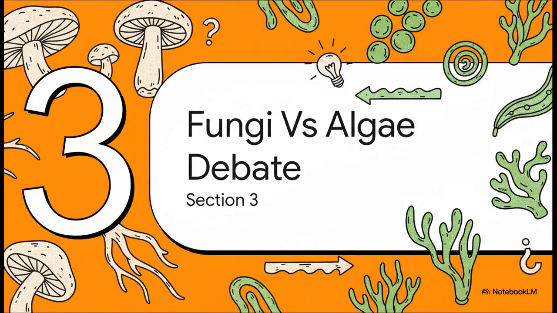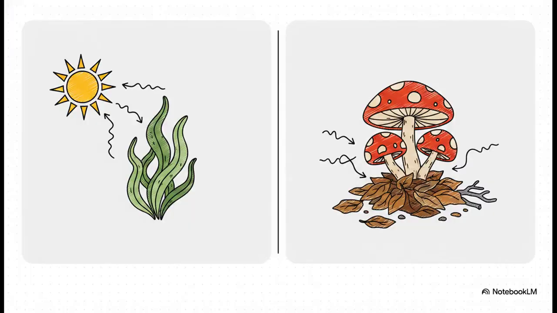All right, let's tackle Section 3, the fungi vs. algae debate. The most profound difference between these two lies in their nutritional modes, basically how they eat. Algae are independent powerhouses. They're autotrophic, meaning they possess chlorophyll and synthesize their own organic food using sunlight through photosynthesis. Fungi, as we just discussed, are strictly heterotrophic and achlorophyllous. Because they grow in dark and dim light without any chlorophyll, they have to get their food ready-made.